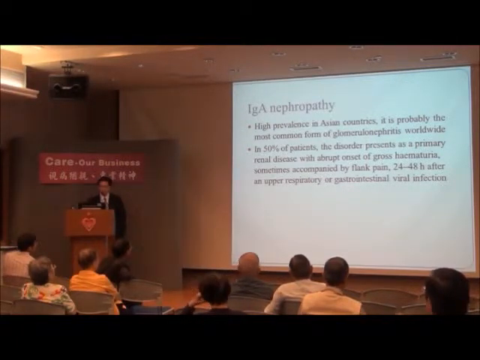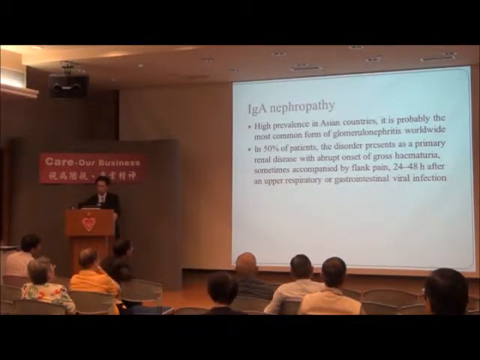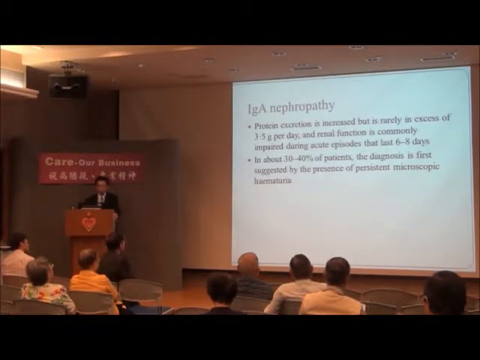In 15% of patients, the disorder presents as a primary renal disease with abrupt onset of gross hematuria, sometimes accompanied by flank pain, 24 to 48 hours after an upper respiratory tract or GI viral infection. Protein excretion is increased, but is rarely in excess of 3.5 grams per day. And renal function is commonly impaired during an acute episode that lasts for a week.